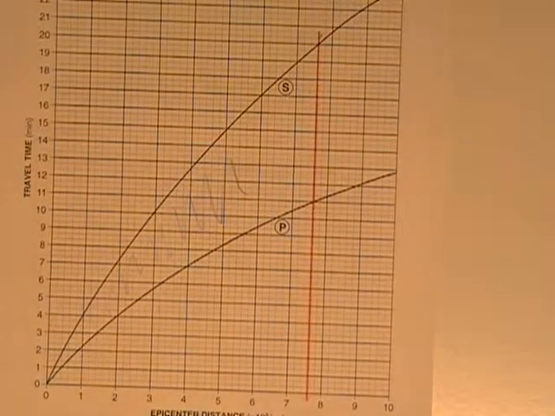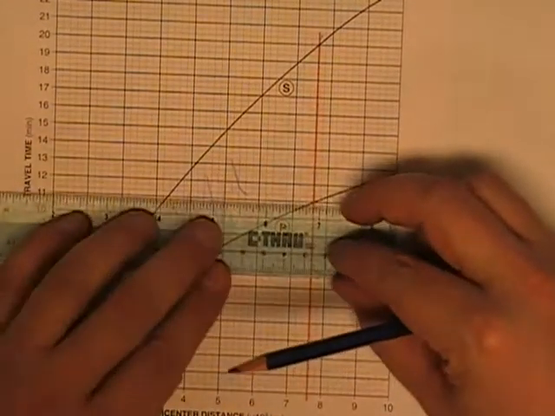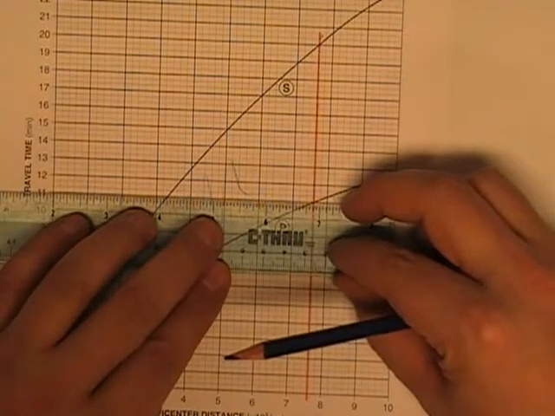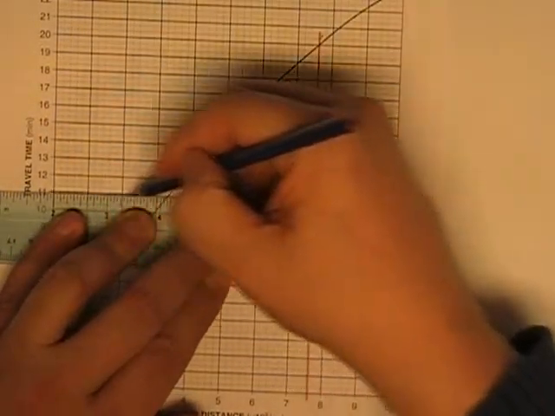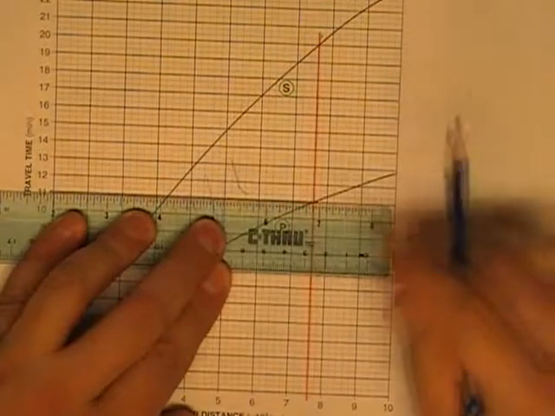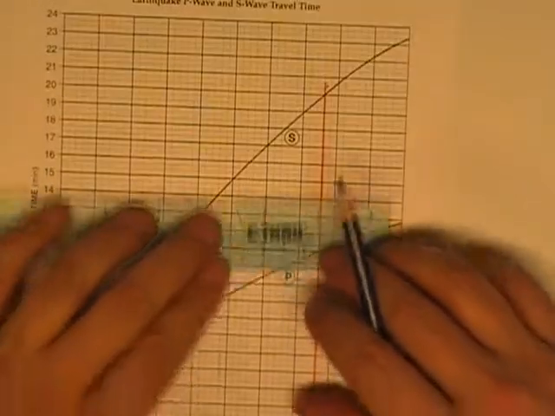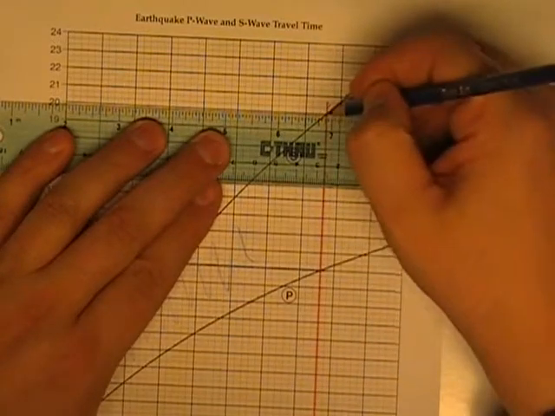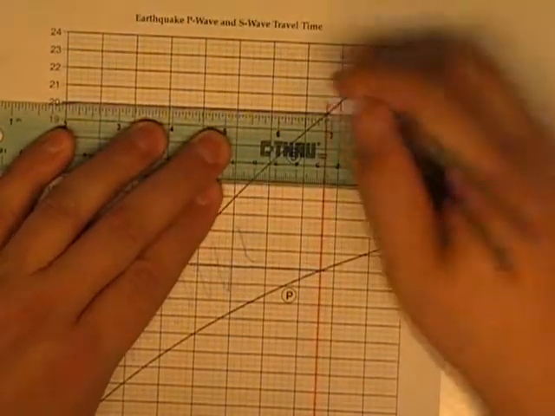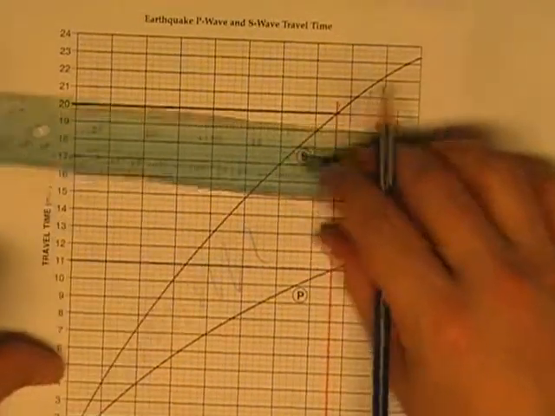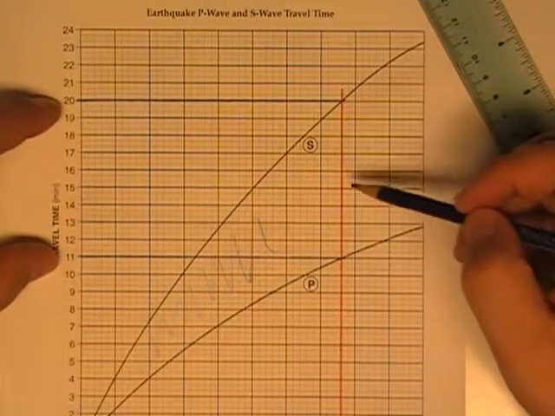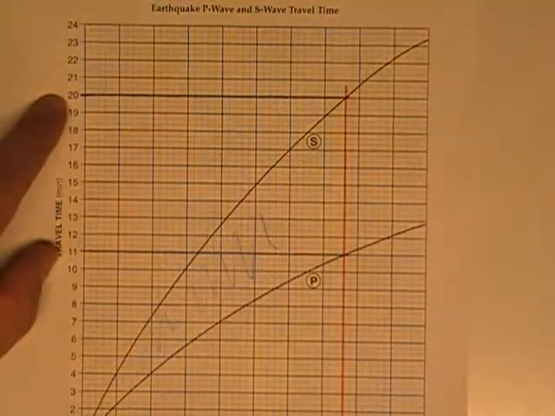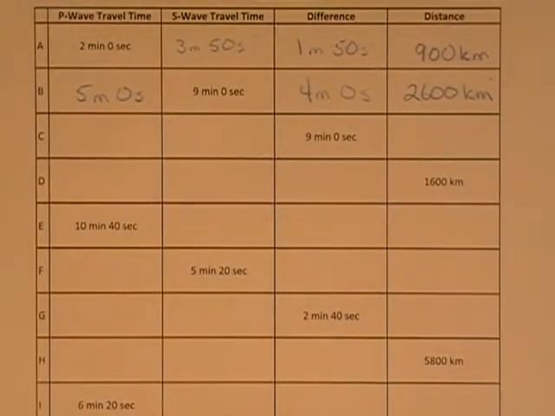So I can figure out my P wave travel time by going across. I get 11 minutes. I can figure out where my S wave travel time is by going across as well. I get 20 minutes. Again, the difference between the two is 9 minutes, but I knew that from my clue. So now going back to my worksheet, I can fill in the missing properties of that particular location.